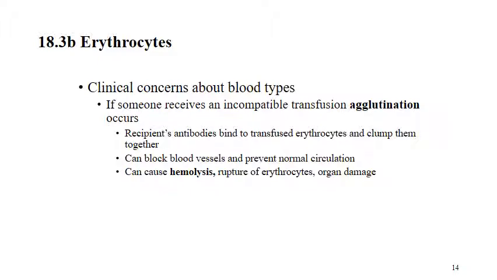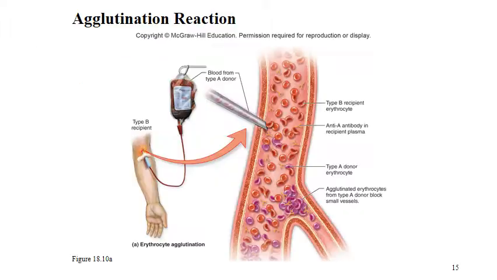So some clinical concerns about blood types, obviously, if you get the wrong transfusion, agglutination is going to occur, and that means that the recipient's antibodies are going to bind to the transfused erythrocytes and clump them together. So you're literally going to have clotting inside your blood. Of course, this is going to potentially cause blockage of your blood vessels and prevent normal circulation. It can cause hemolysis, which is just the breakage of erythrocytes, and then, of course, organ damage. So not a good thing, right?